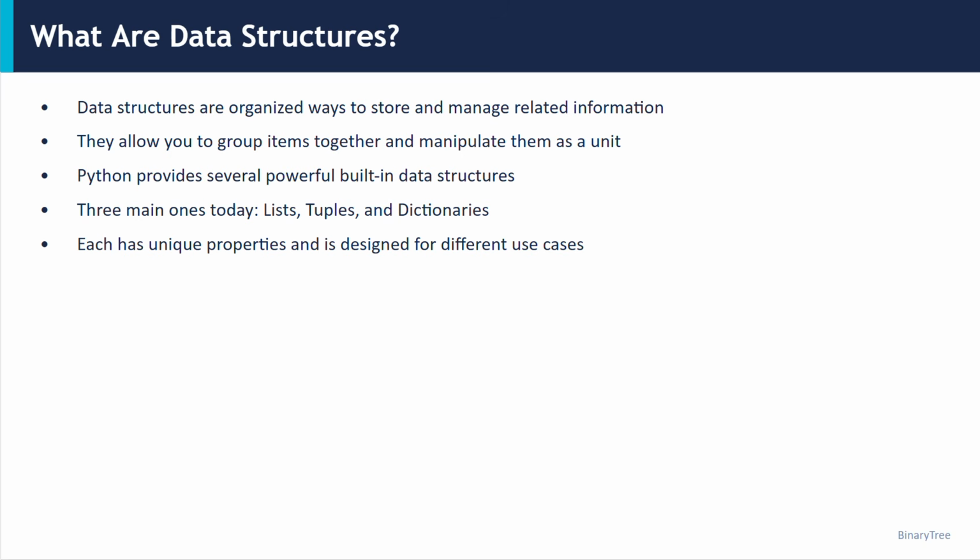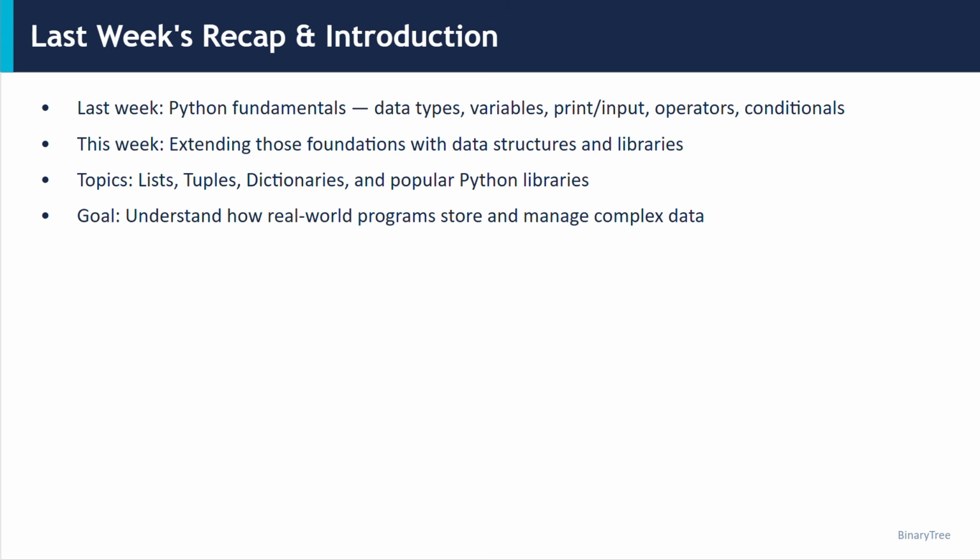So, what is a data structure? A data structure is simply an organized way to store and manage related information. Instead of 100 separate variables, a data structure lets you group items together and work with them as one unit. Python gives you several powerful ones built right in. Today we focus on the three most important: lists, tuples, and dictionaries. Each has its own personality and is designed for a different job.